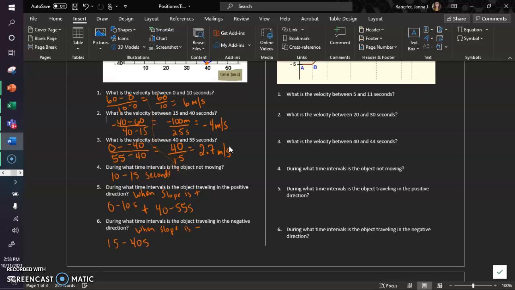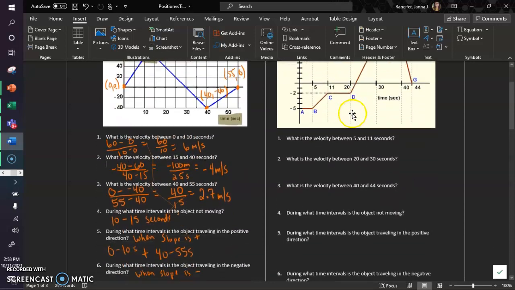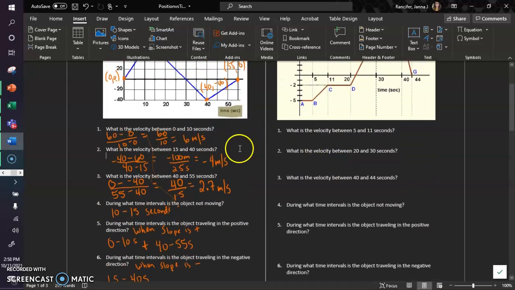When you're finished with the other graphing challenges, you're finished analyzing the other graphs, make sure that these handouts are secured to your notebook. And thank you for watching.